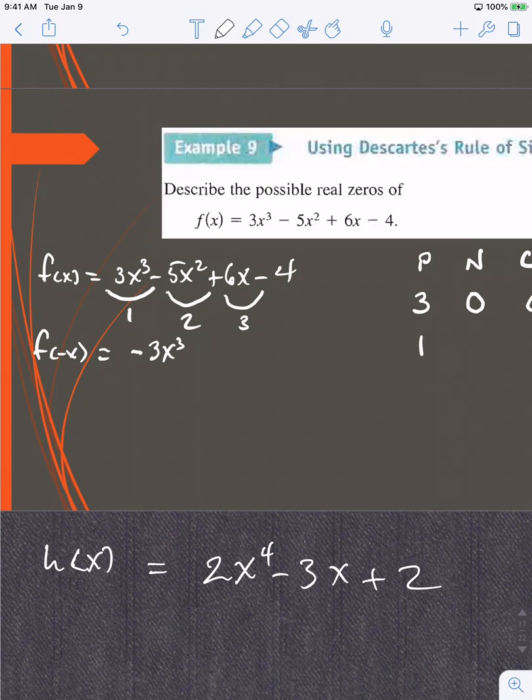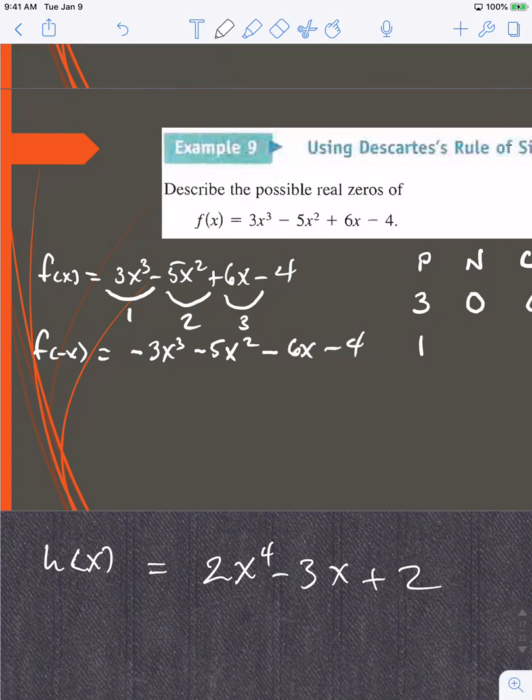Notice the second term is an even exponent, so negative x squared becomes positive x squared because negative times negative is positive. So in this case right here, this one started out with negative 5, and then we had negative negative, so that's just positive 5x squared. That one really didn't change because of the even exponent. The next one, negative x becomes negative x, and so we have negative 6x. And then minus 4.